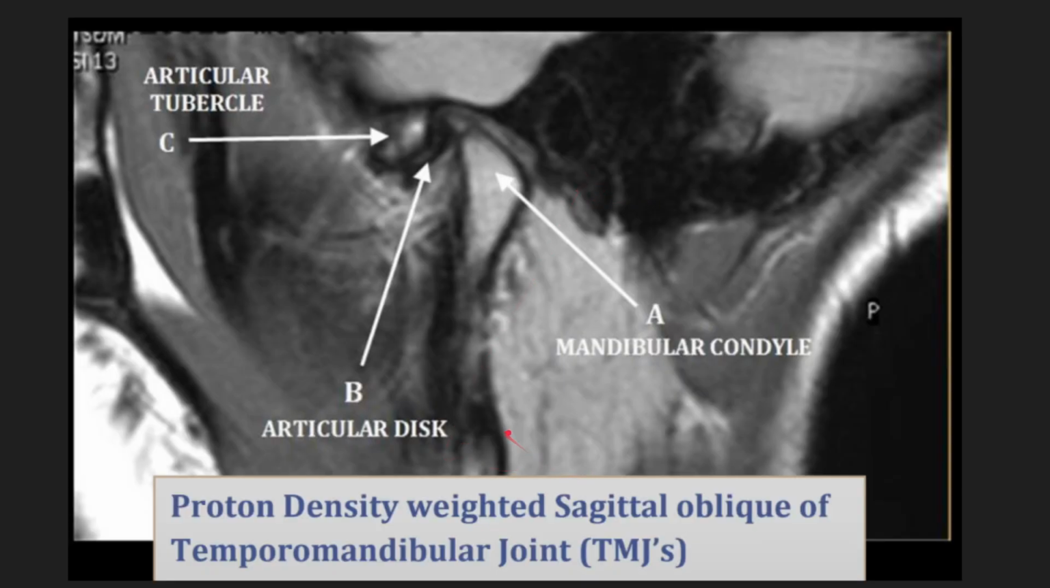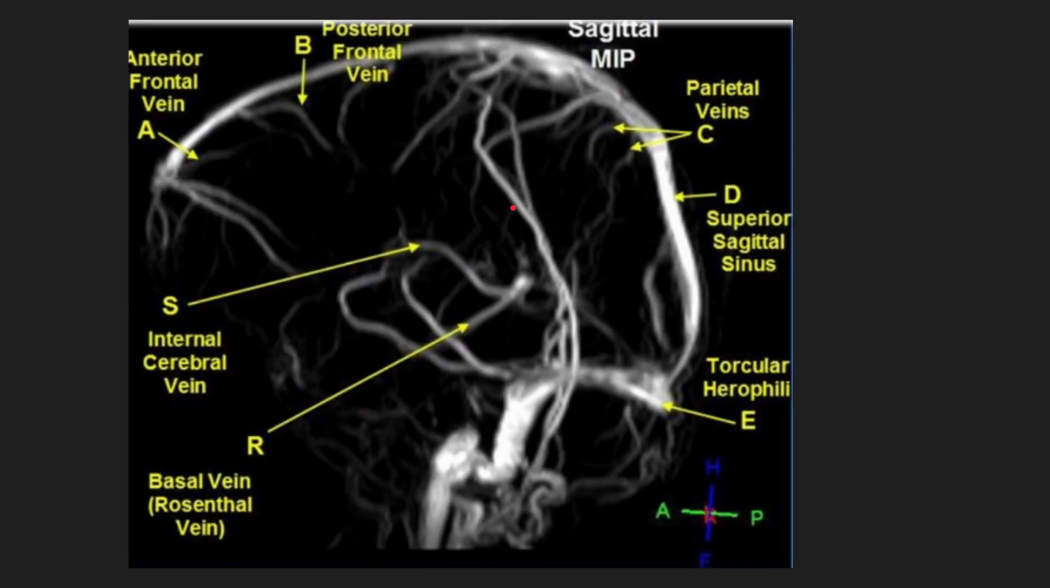Here you have a TMJ, so you have articular disc with the articular tubercle and mandibular condyle.